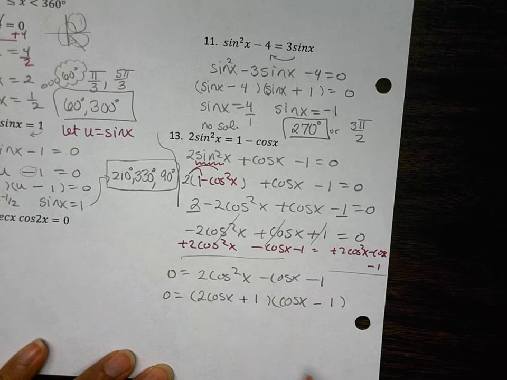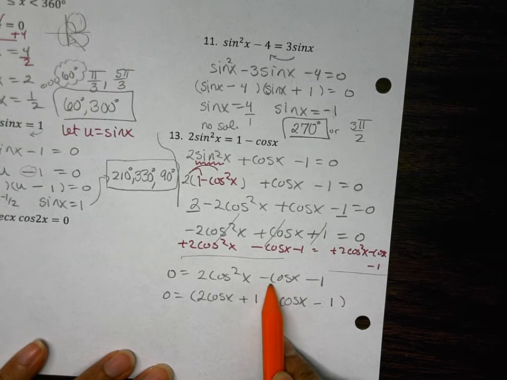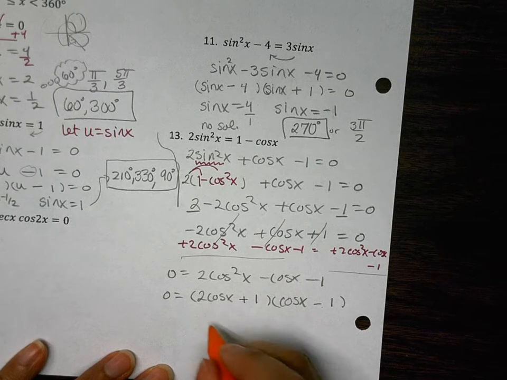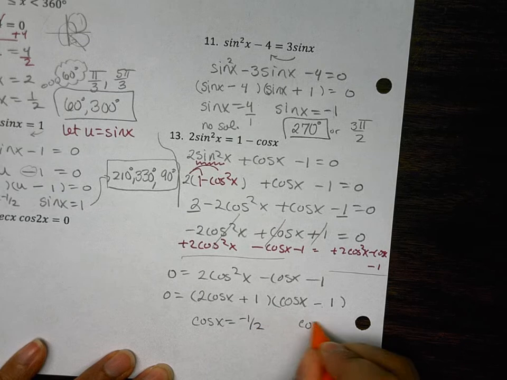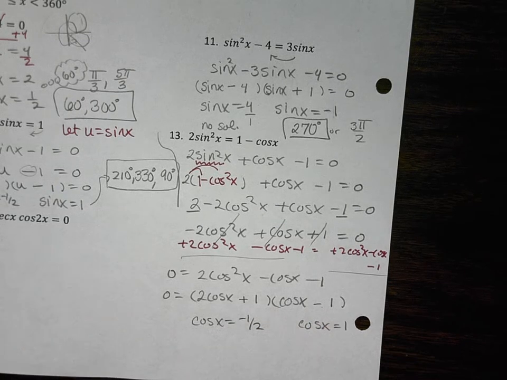You're saying minus here? Plus here? Minus there? Let's see, that's going to give me negative 2, positive 1 will give me the negative 1 in the middle. Yep. Zero product property, cosine x equals negative 1/2, cosine x equals 1.